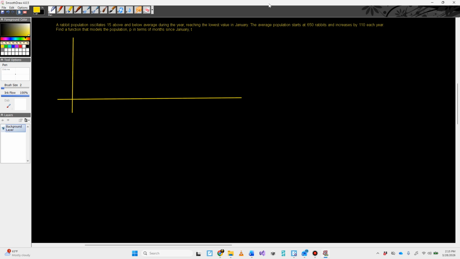A rabbit population oscillates 15 above and below average during the year, reaching the lowest value in January. The average population starts at 650 rabbits and increases by 110 each year. Find a function that models the population.